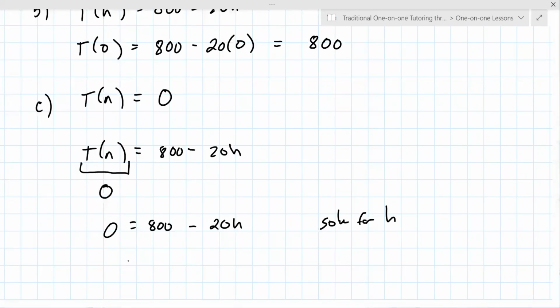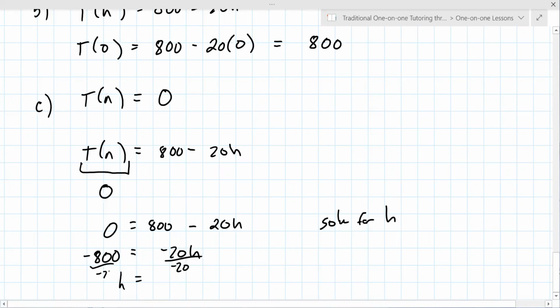So you'd have to subtract 800, correct? Sure. Yes, that works. Negative 800 equals negative 20h. And then I guess that would be positive 90. You're dividing by negative 20, right? So h equals 40. Jeez, I said 90, I don't know what I was going on there.